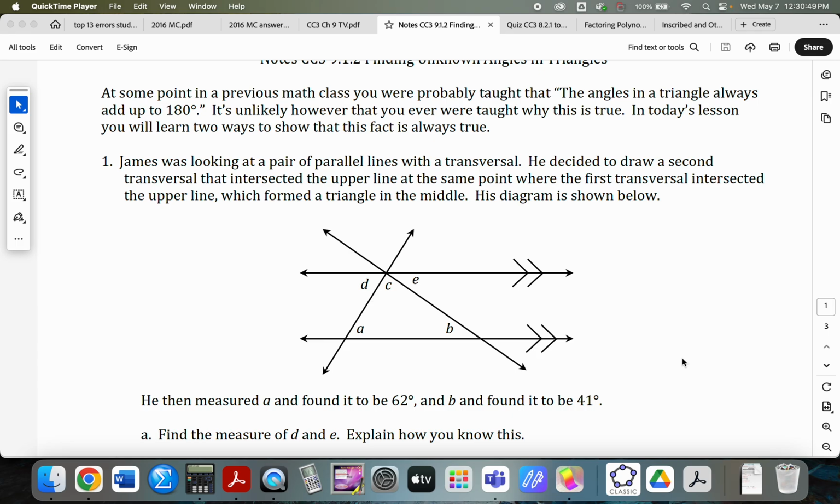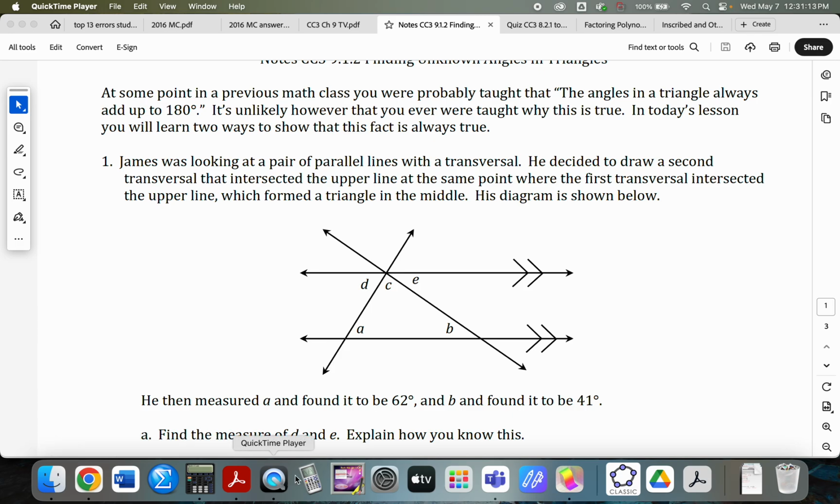I think I reminded you of it, but did you learn it in another math class before this one? We were probably supposed to learn it in fifth grade. No, we didn't really. We were probably supposed to learn it in sixth grade. We did. Okay, so let's talk about why this is going to work. Today I'm going to show you two different ways that we can prove that it's always going to be true.